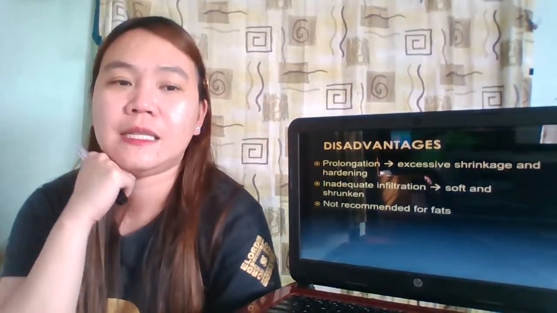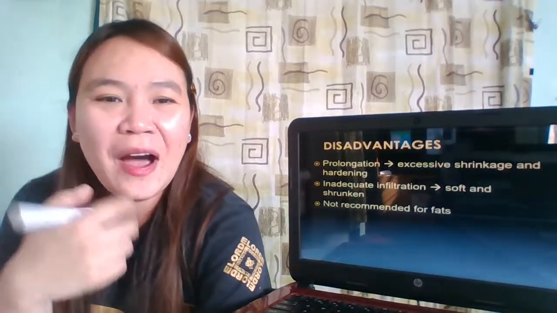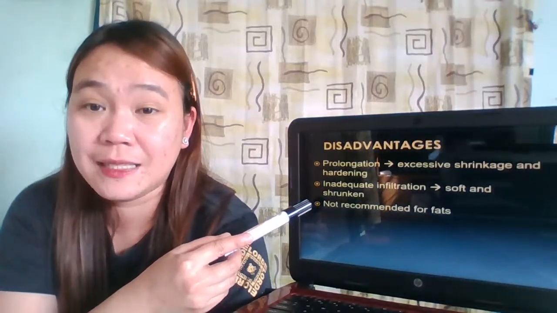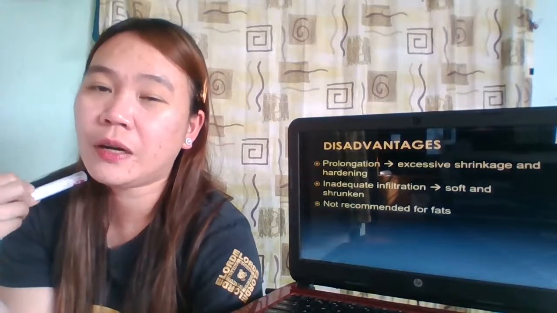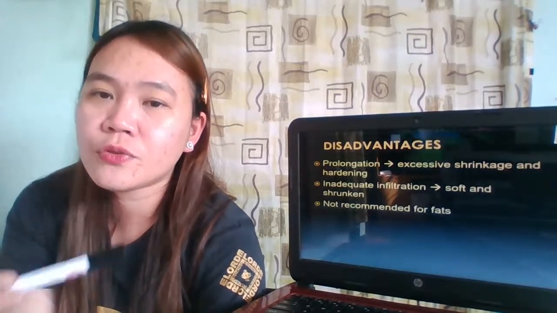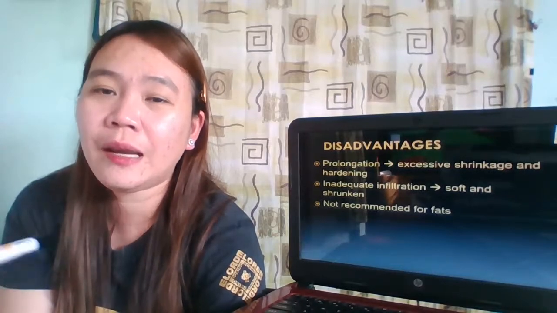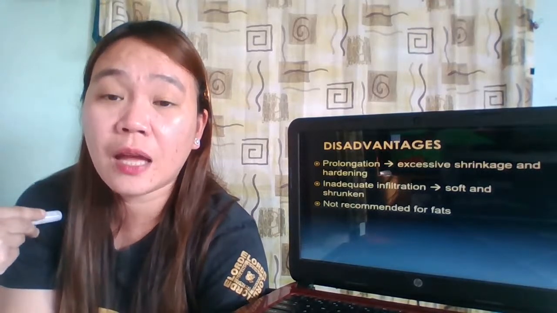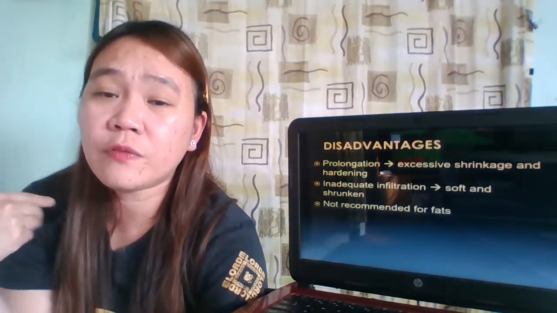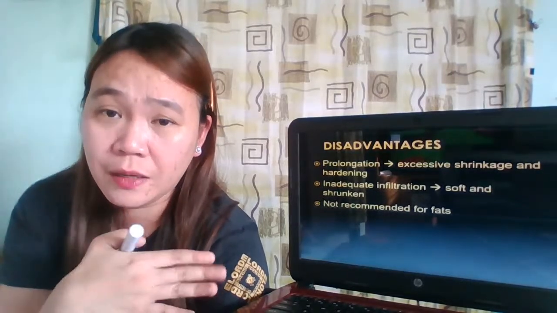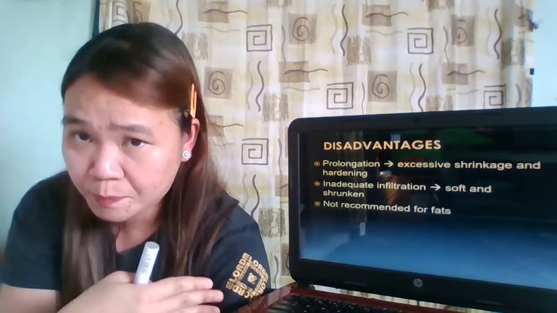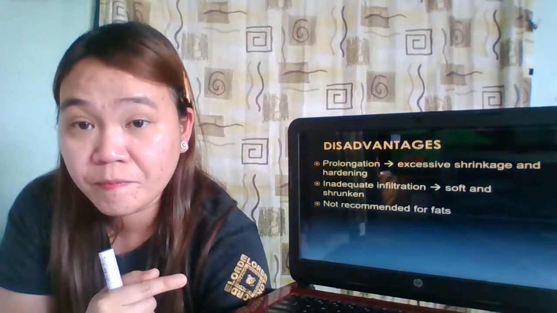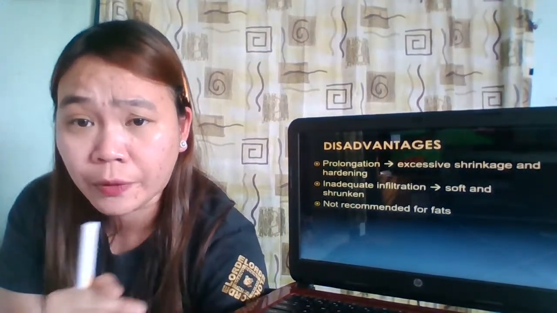Next, another disadvantage of paraffin: it is not recommended for fats or lipids. If you are supposed to demonstrate your lipids or fats for examination by the pathologist, then you should not make use of paraffin. The reason for this is not because of paraffin really. It is because of the steps that you perform prior to paraffin impregnation.